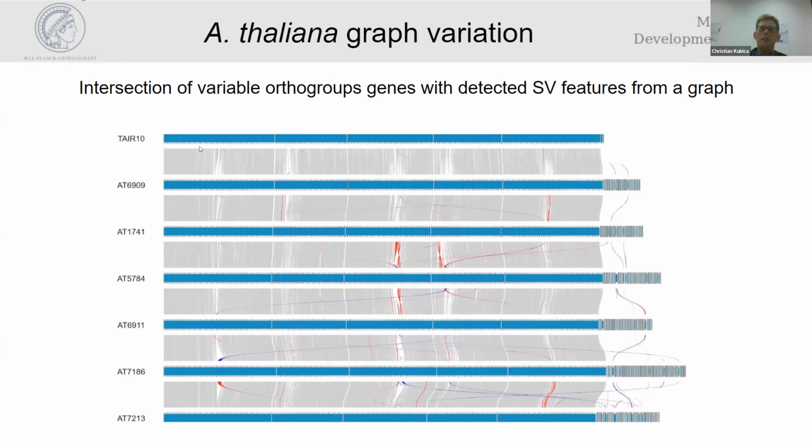And in gray, we see genes that are assigned into ortho groups and don't change their position much. And in red and in blue, we see genes in ortho groups that are moving from chromosome to chromosome, that are inverted, and so on. Now we're looking to see and detect if we can find those genes and rediscover them as variants in our graph.